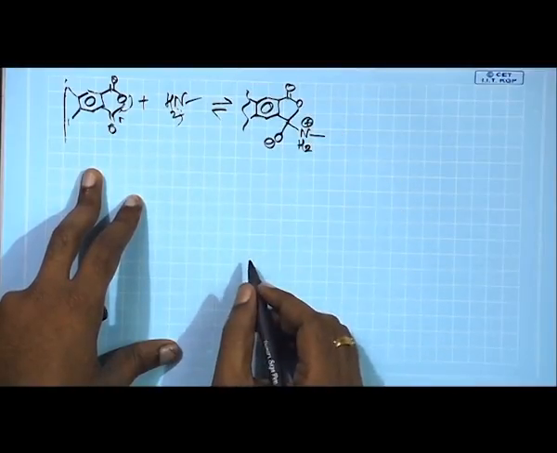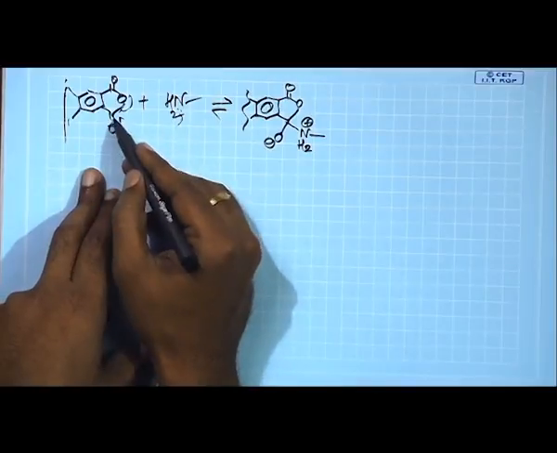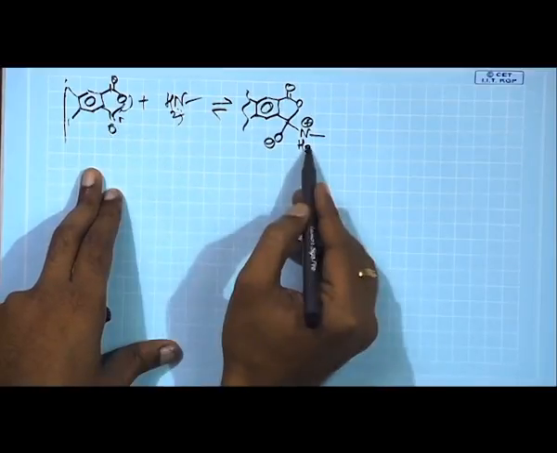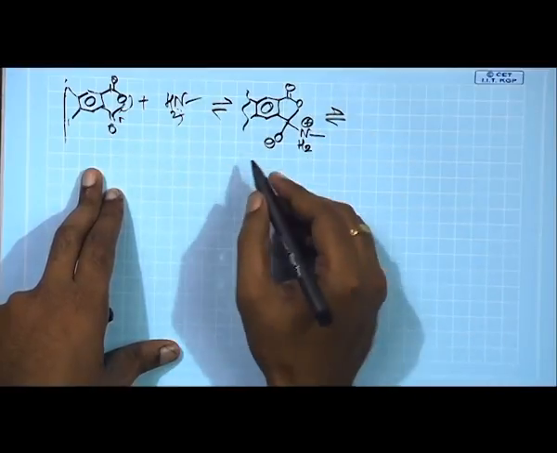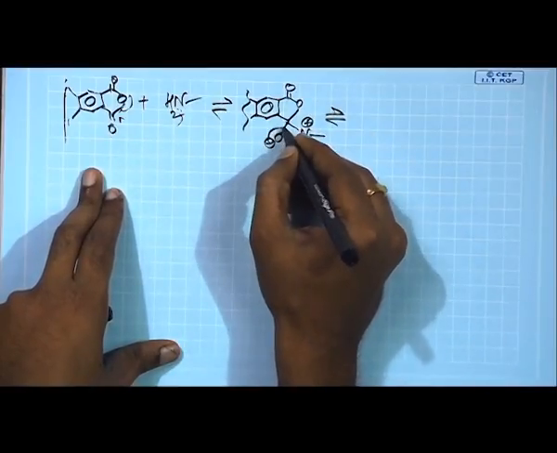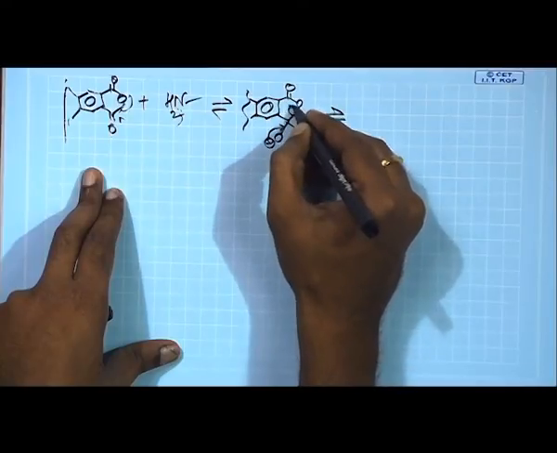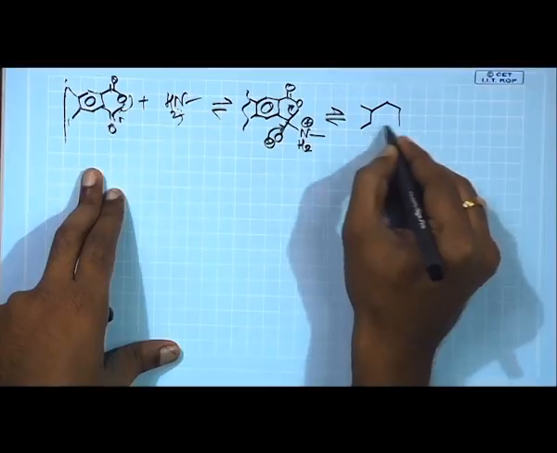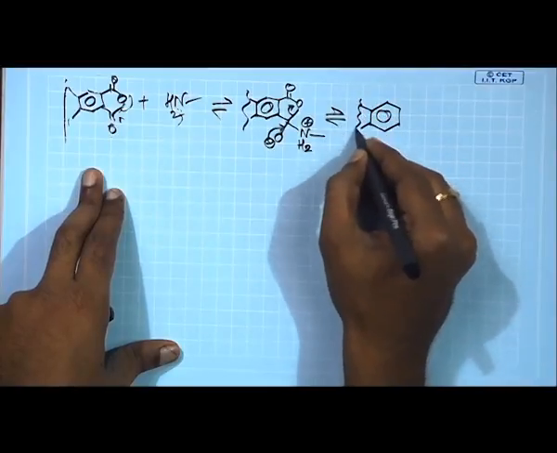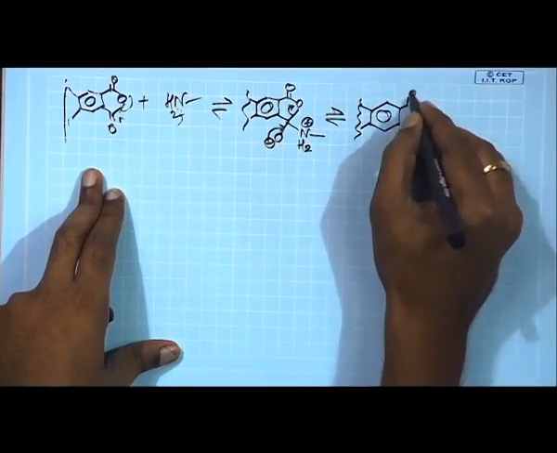In the first step, this is the product, it has attacked here, this negative charge has moved to oxygen, and nitrogen has a positive charge. These are all reversible steps. Now, in the second step, what will happen? This negative charge comes back here, this ring opens. So, what is the product that you are getting? You are getting something like this.